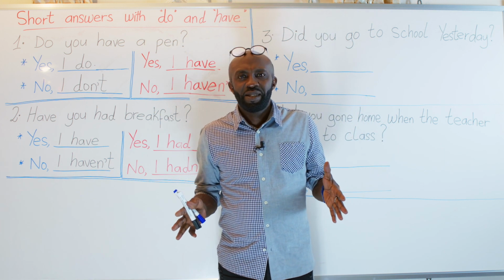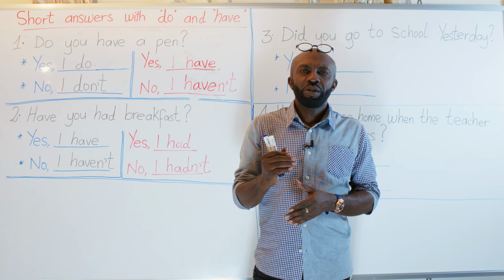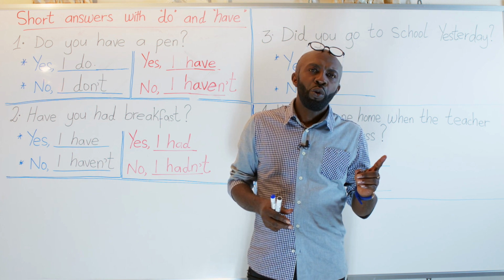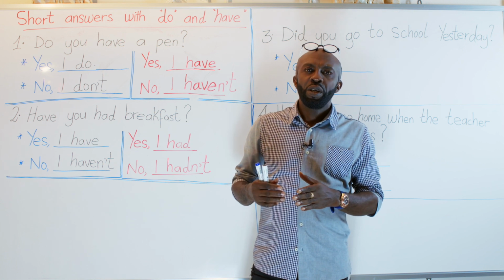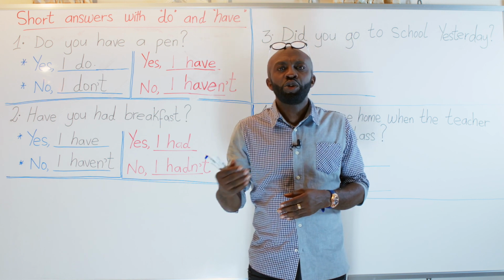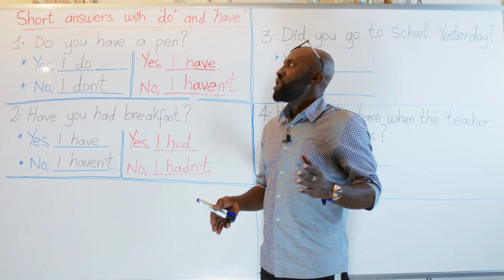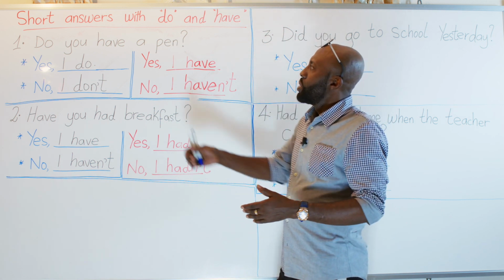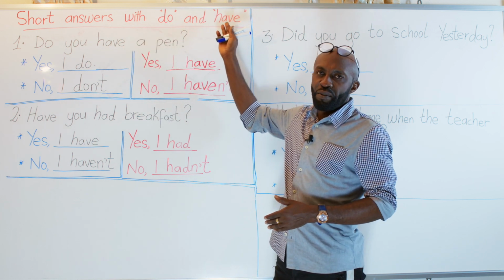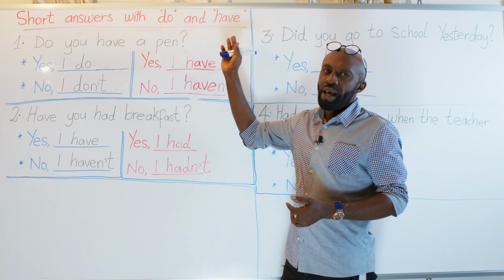Some common mistakes students make when answering short questions is that they do not know when to use the verb do or when to use the verb have in giving short answers. So, in our lesson for today, we shall be talking about short answers with do and have.